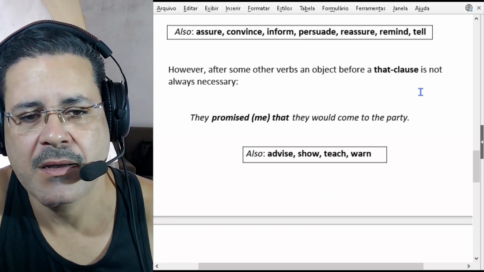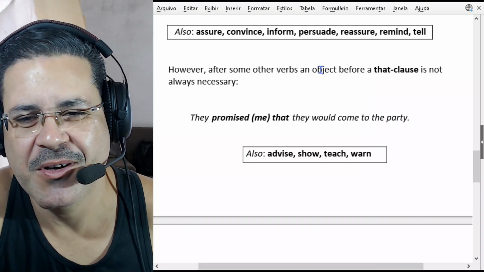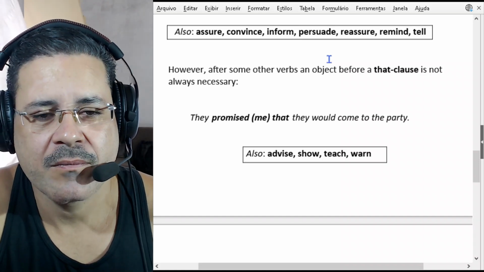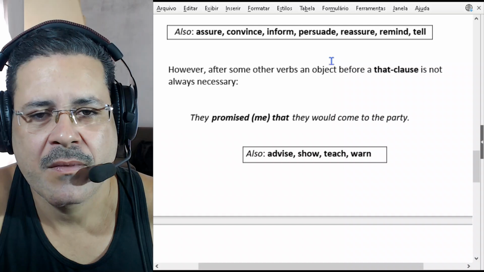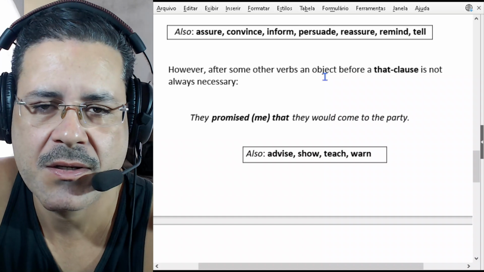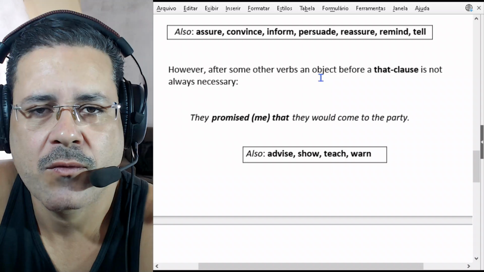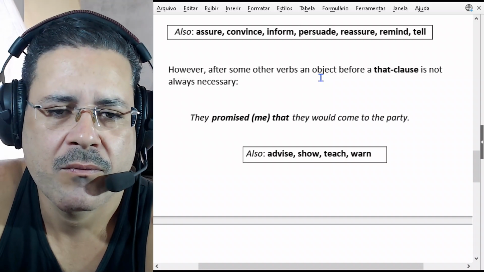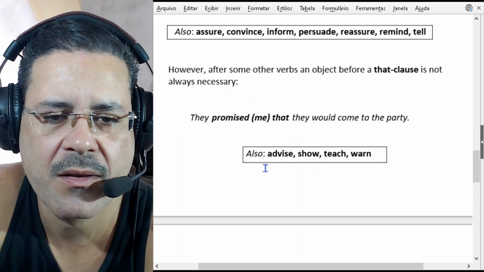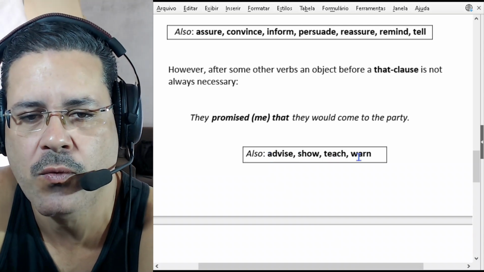Asked about whether they would come to the party, they were like, we promised that we would come to the party. We use that pattern also with the verbs to advise, show, teach, and warn.